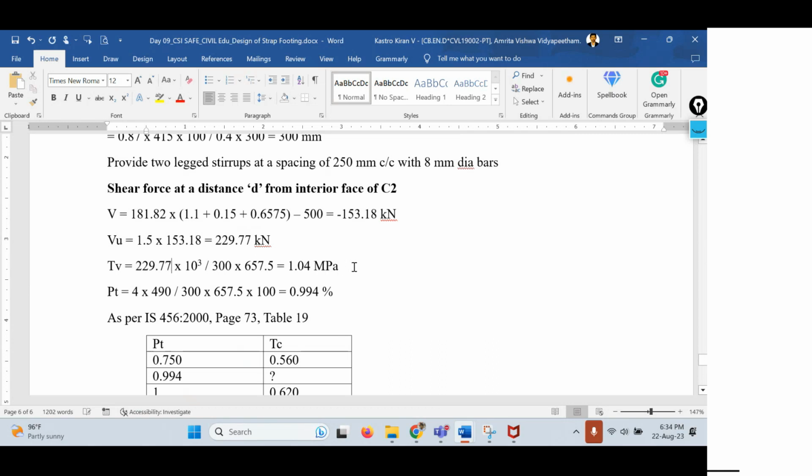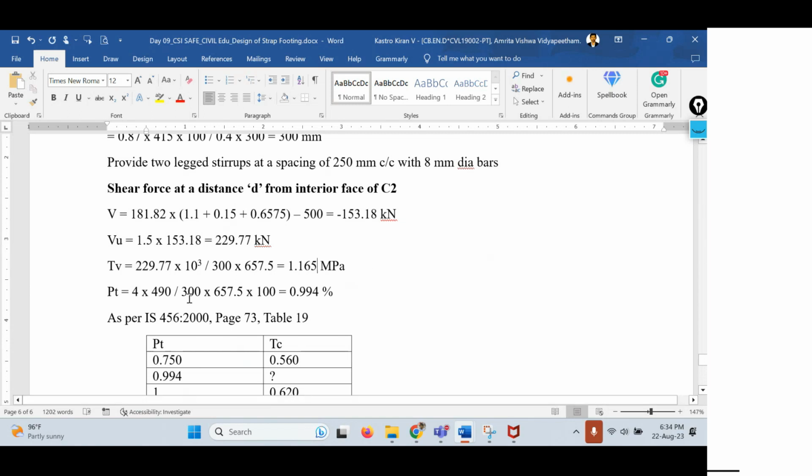229.77 into 10 cube divided by B into D. So B remains the same, that is the width of the beam, that is 300, and the effective depth also remains the same, which will be 657.5, and therefore tau v value will be 1.165 MPa.